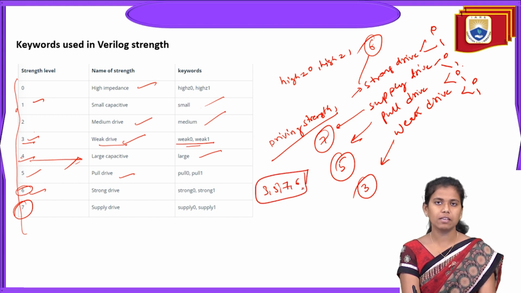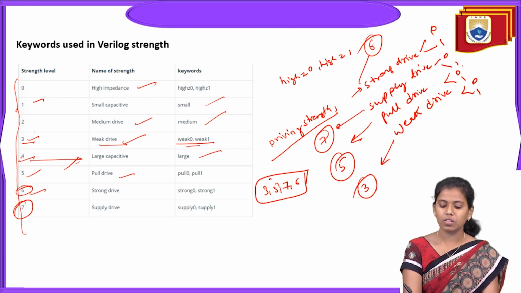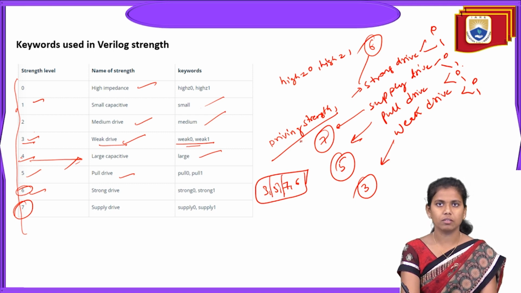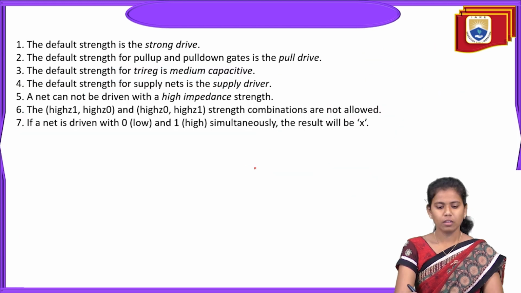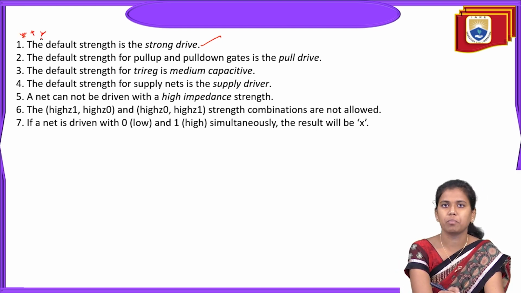3, 5 and 7 and 6. These 4 are arising with respect to the driving strength. Okay. See, the default strength is a strong drive. So you have to remember all these 7 points, which are important. We say the default strength is nothing but the strong drive.